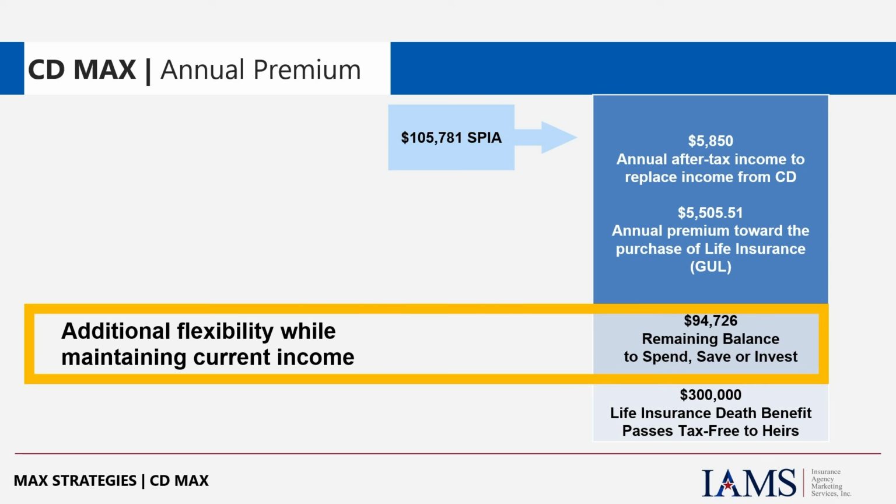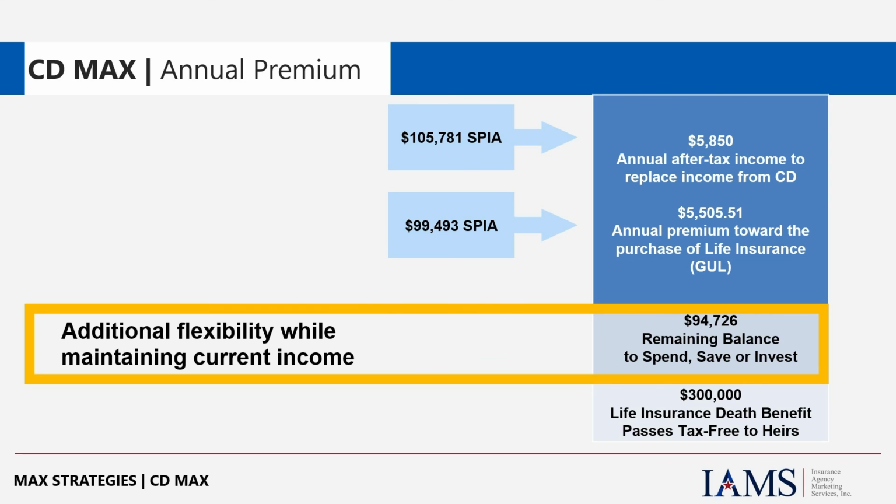So what we're going to do, we want to make sure that she is still receiving at least the same net amount of income that she's receiving from that CD purchase. So to do that, we could take $105,000, a little north of that, and purchase an immediate annuity. And that is going to generate $5,850 of post-tax income for June. We are still going to use that same life insurance policy that has an annual premium of $5,505 to purchase that $300,000 death benefit that goes income tax free to her heirs. That has a price tag of $99,493.